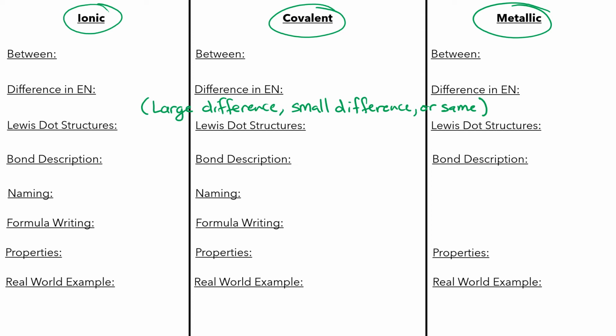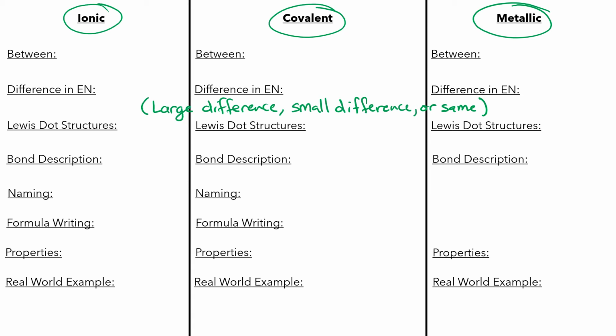Then we have naming. So only for ionic and covalent bonds. Please provide the detailed step-by-step process of how one would name an ionic compound and a covalent compound. Watch the video on Canvas to see an example of how to do this. You may not use the example on your project.